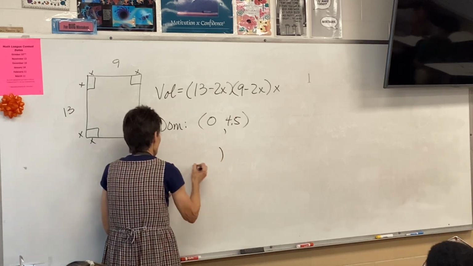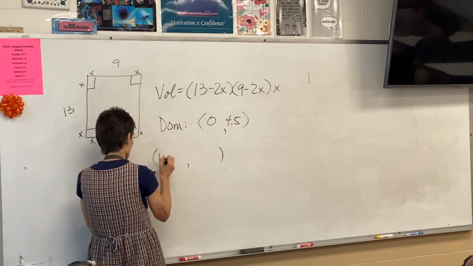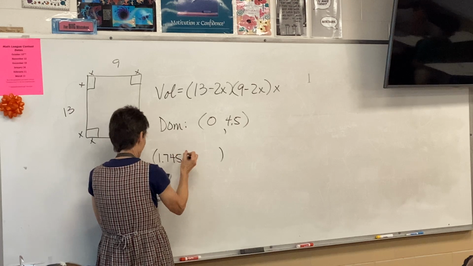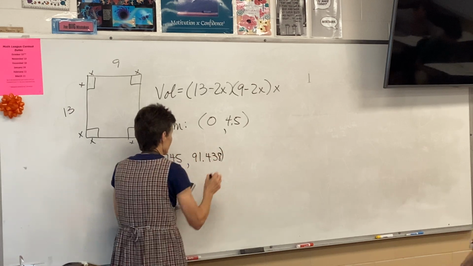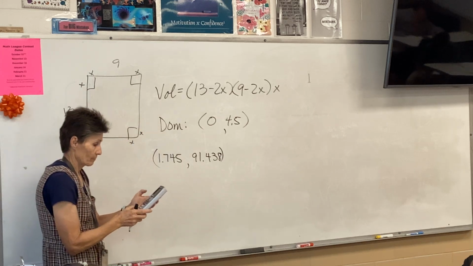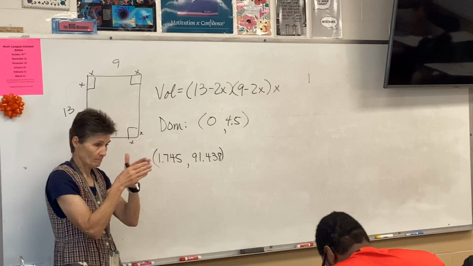You will always get a point. It'll say maximum. Mine says 1.745, comma, 91.438. It literally says that on the calculator. Maximum here.